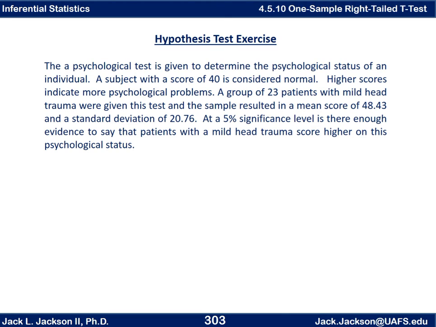A psychological test is given to determine the psychological status of an individual. A subject with a score of 40 is considered normal. Higher scores indicate more psychological problems. So a group of 23 patients with mild head trauma were given this test, and the sample resulted in a mean score of 48.43 using this psychological test, and a standard deviation of 20.76. At a 5% significance level, is there enough evidence to say that patients with mild head trauma score higher on this psychological test, and of course thus have more psychological problems?